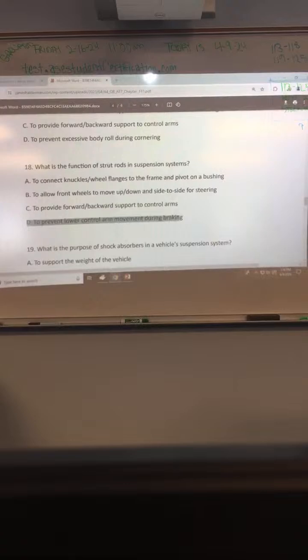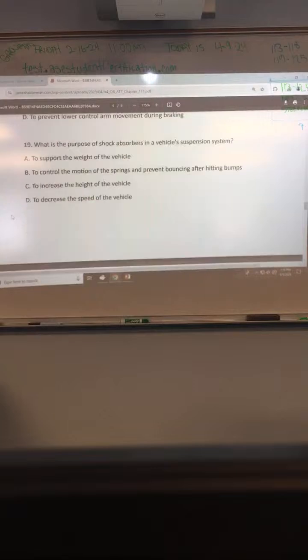However, it does do this: it prevents the lower control arm from movement during braking and acceleration, but C is the more correct answer.